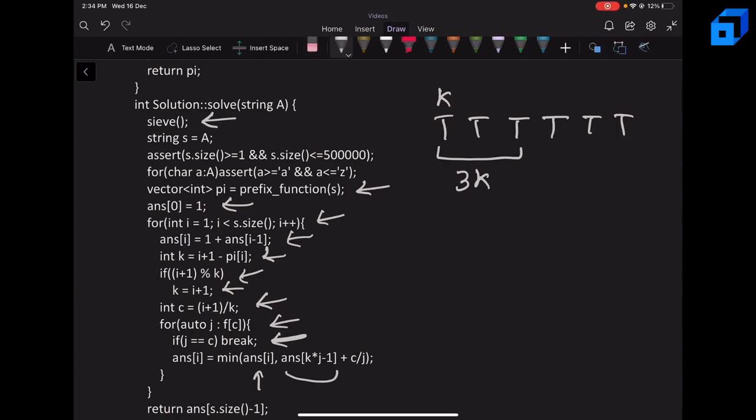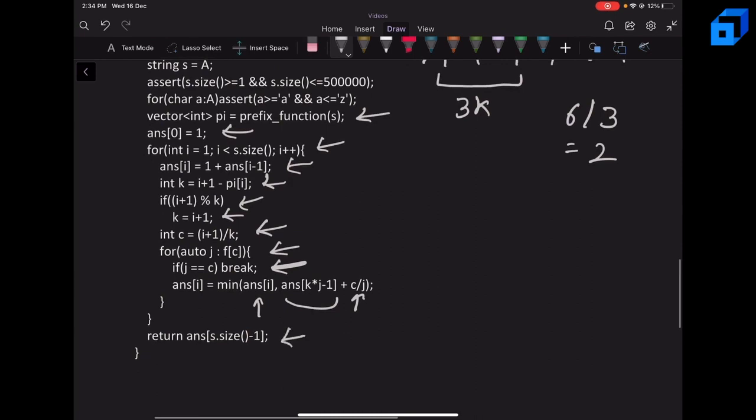And the number of operations required will be, so here c was 6, that means we have 6 copies. And if we club 3, the number of operations required will be 6 by 3, that is 2, because we will require 1 copy operation and 1 paste operation. So we add c by j, and finally we will return the value stored at the last index, answer of s dot size minus 1.